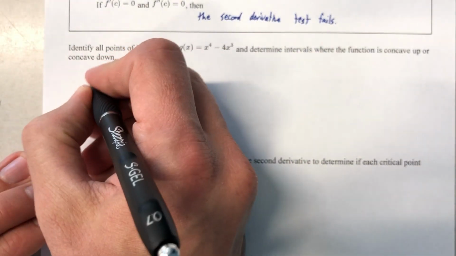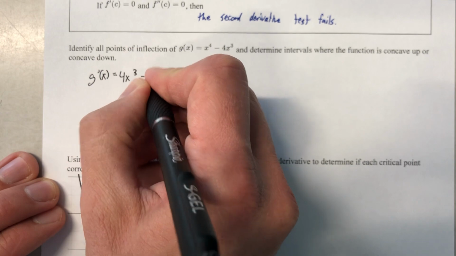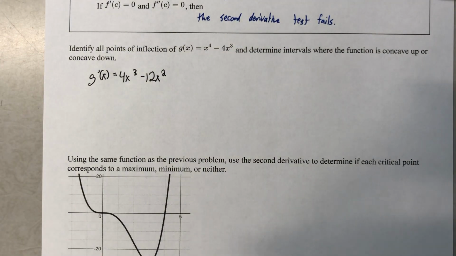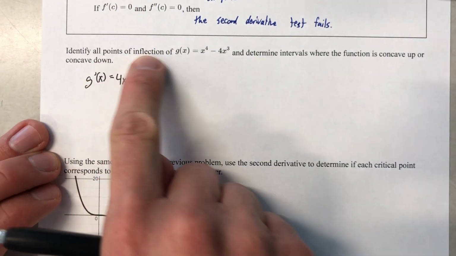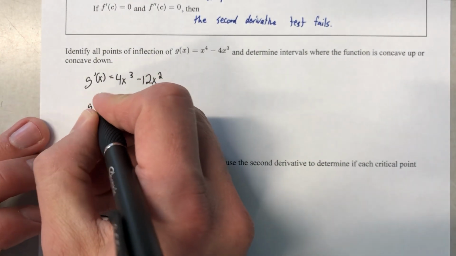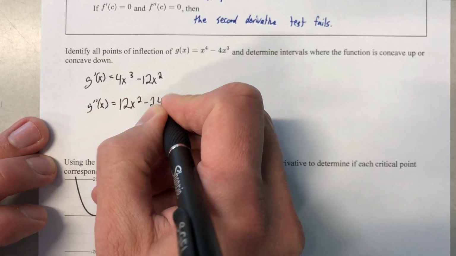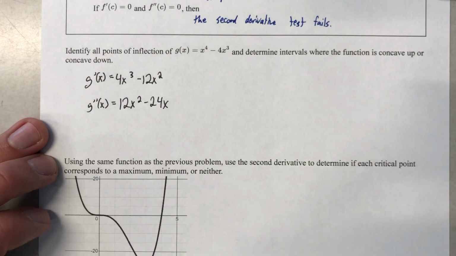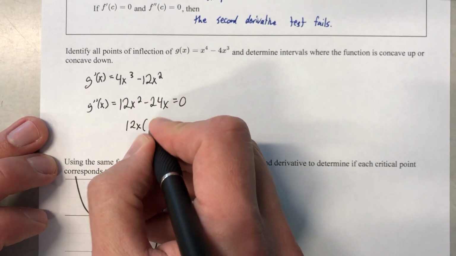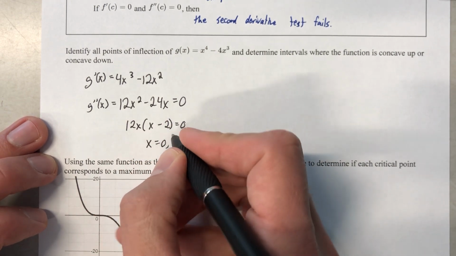Let's find the derivative. We'll bring it over here just so we'll save some space. 4x cubed minus 12x squared. Fantastic, okay. We're going to set it equal to 0. No, they're asking about points of inflection and concavity. That is a second derivative issue. So 12x squared minus 24x. Yay! Now we'll set this equal to 0, and we'll factor out 12x. That gives us x minus 2. So x equals 0 and 2.